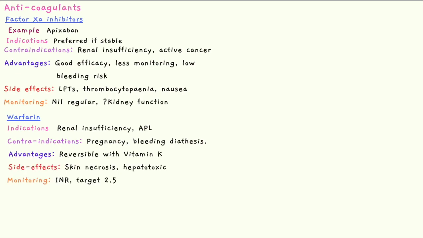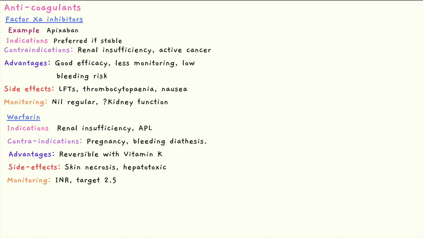Advantages, however, are that it is reversible. So it is a vitamin K antagonist. You give vitamin K, you can more or less reverse it. It's not immediate, but it will be reversed. Side effects include skin necrosis, and it is hepatotoxic.